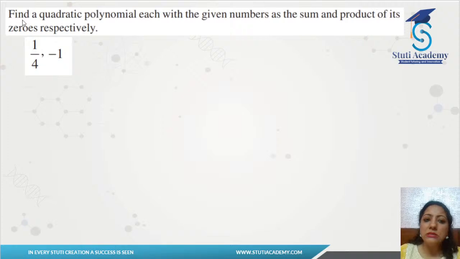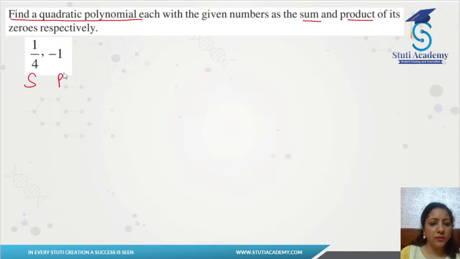Now, let us discuss this. Find a quadratic polynomial. We have to form a quadratic polynomial, each with the given numbers as the sum and the product of its zeros respectively. So the numbers which are given to you in this question are the sum and the product. So this is the sum and this is the product.